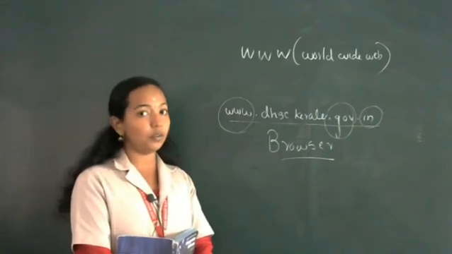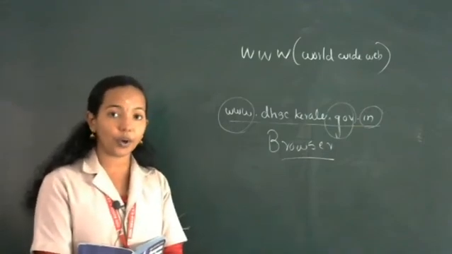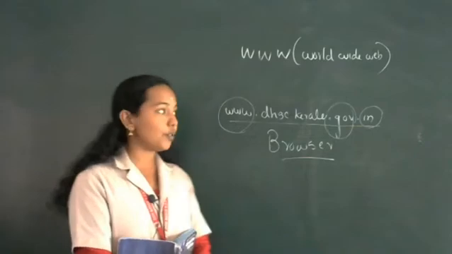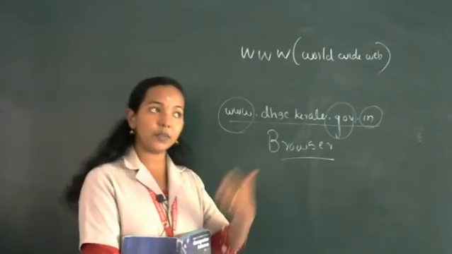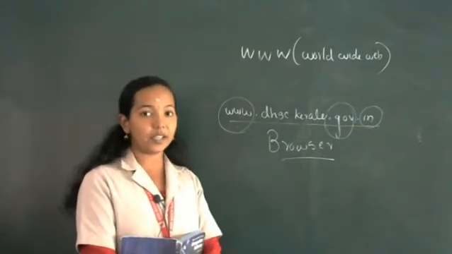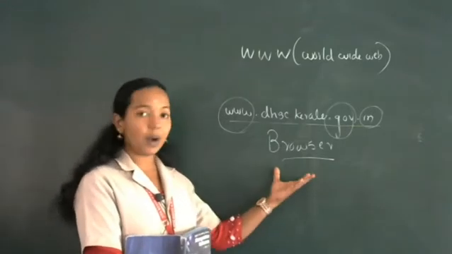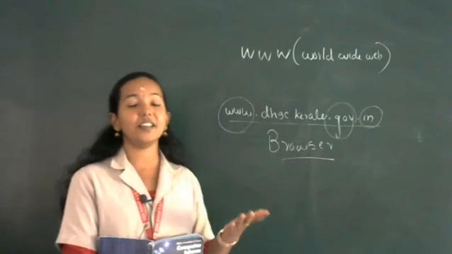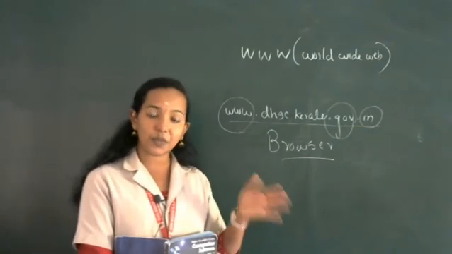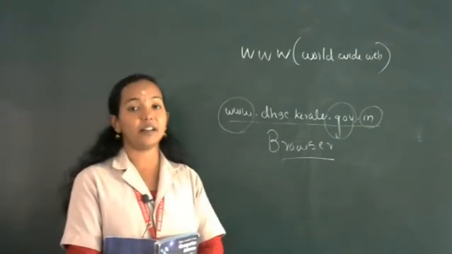Actually, Google Chrome is a browser. What is the duty of Google Chrome? To access internet. So when we double click on Google Chrome, it will open the Google web page, that means the search engine, which we will discuss next. So the browser acts as an intermediate, or it is a path between the user and internet.